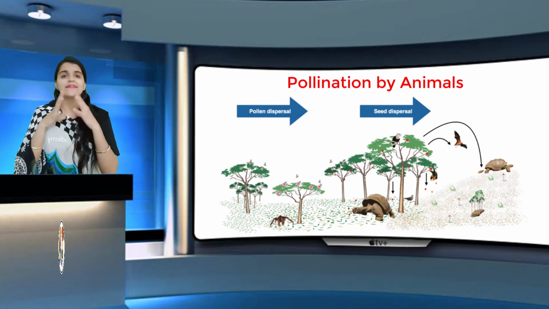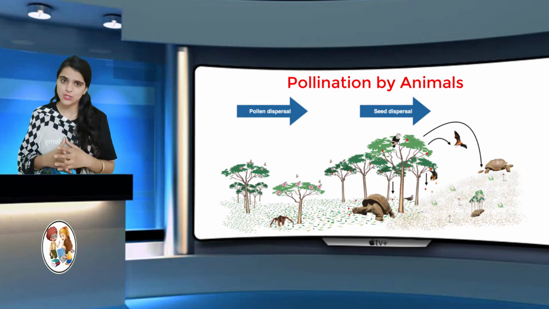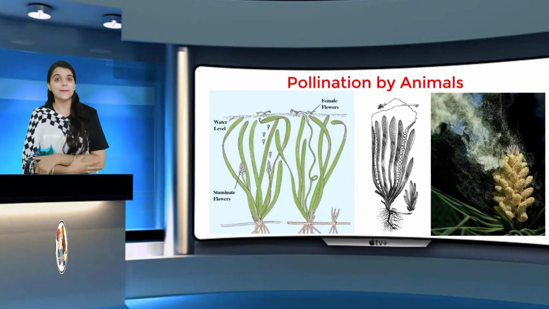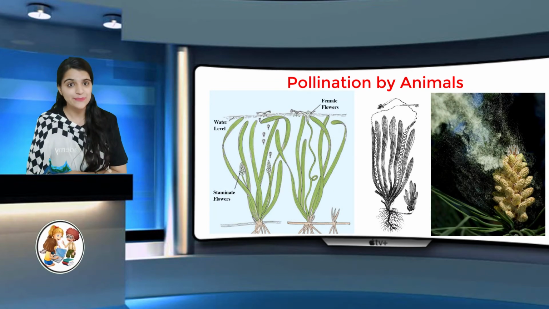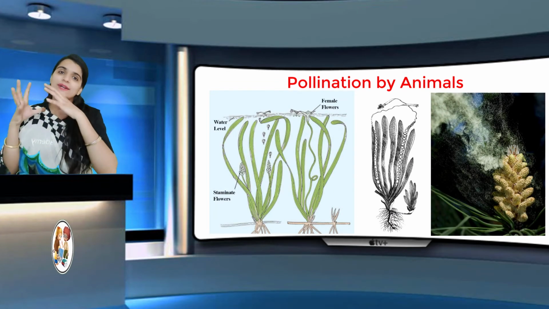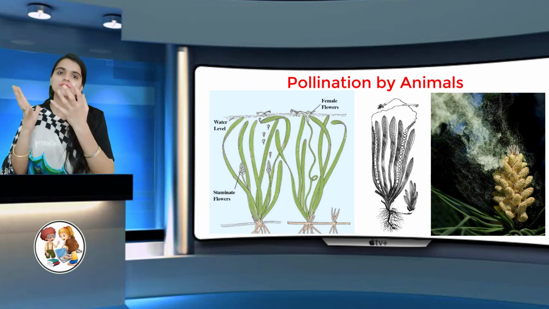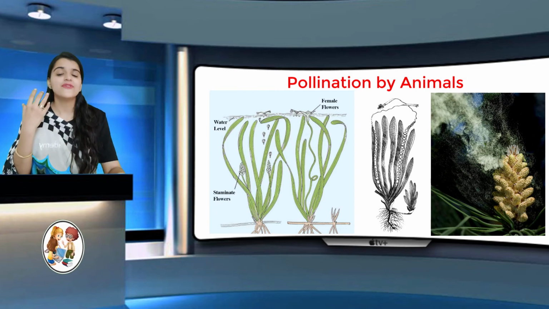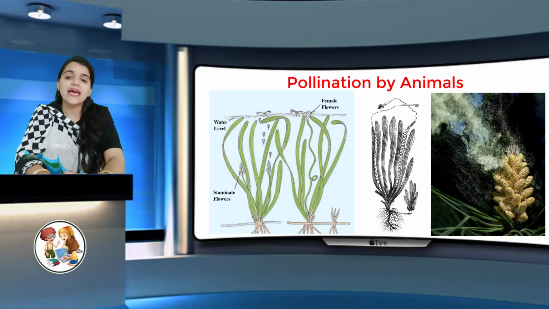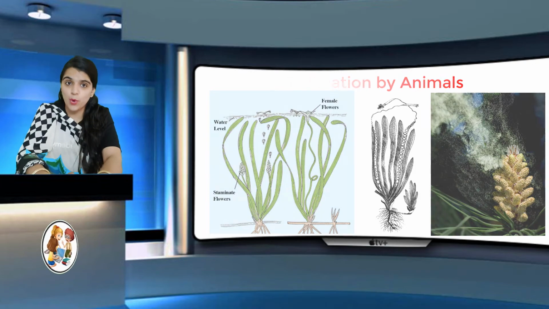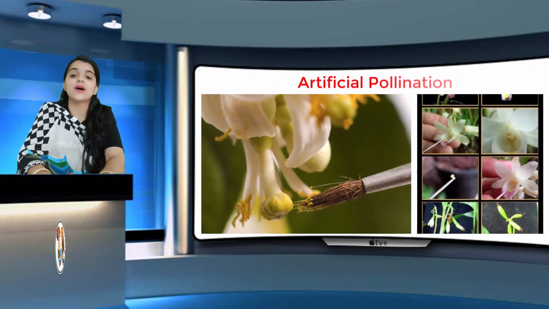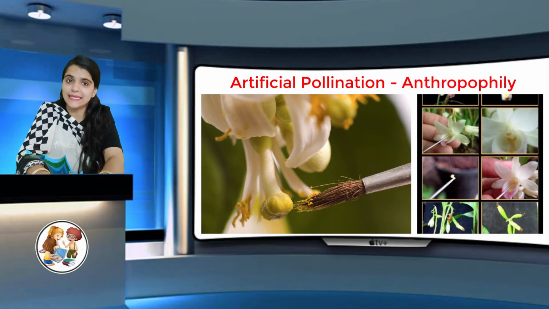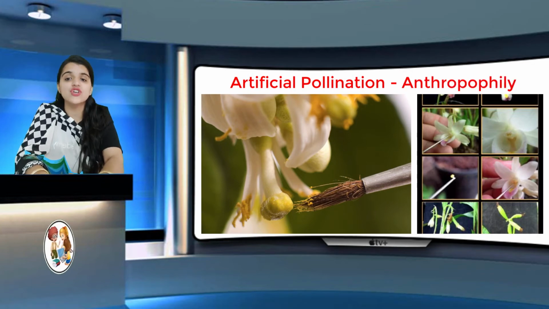Right, students? There are many other types of pollination, like hydrophily, which is related to water. Aquatic plants mostly use hydrophily, in which the water helps the pollen reach the stigma. Students, there are different kinds, right? And there is one more type, that is artificial pollination, which we call anthropophily.